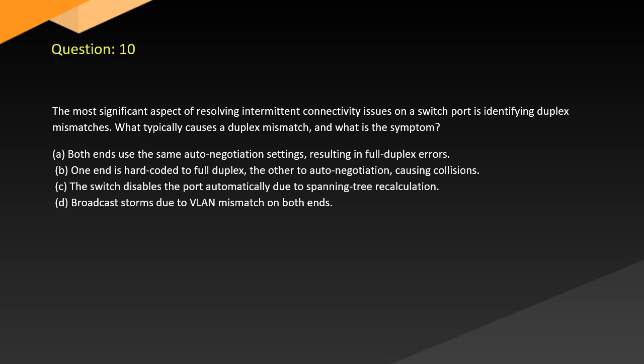Question 10. The most significant aspect of resolving intermittent connectivity issues on a switch port is identifying duplex mismatches. What typically causes a duplex mismatch and what is the symptom? A. Both ends use the same auto-negotiation settings, resulting in full duplex errors. B. One end is hard-coded to full duplex, the other to auto-negotiation, causing collisions. C. The switch disables the port automatically due to spanning tree recalculation. D. Broadcast storms due to VLAN mismatch on both ends.